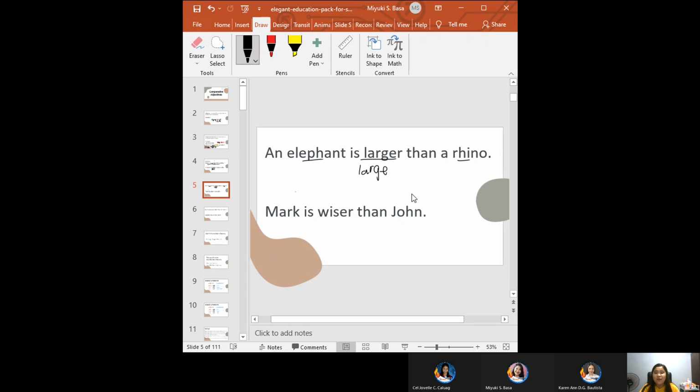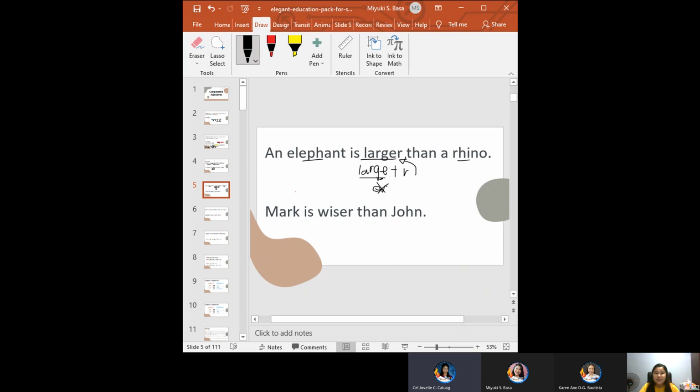We will not use our first rule here because it is not appropriate to add the suffix er, because we do not have the word larger. So this is the time when we will apply our second rule. Our second rule in forming a comparative adjective is that if the adjective ends with letter E, we will simply add the letter R to that word to make it a comparative adjective. Do you understand, guys?